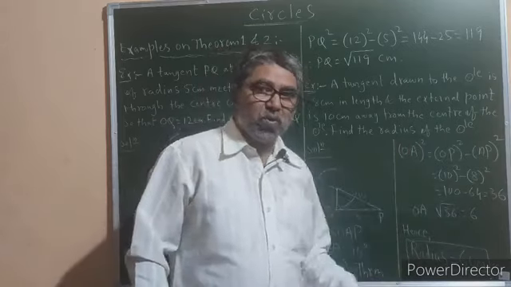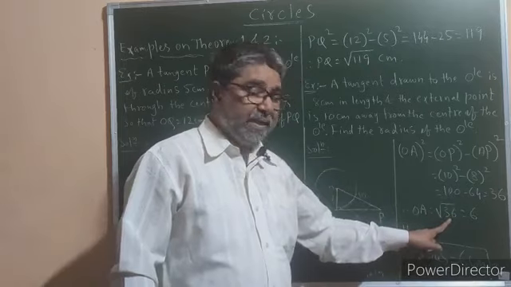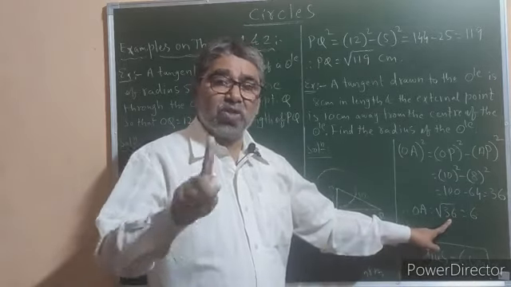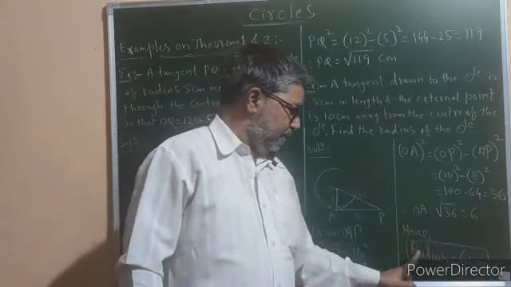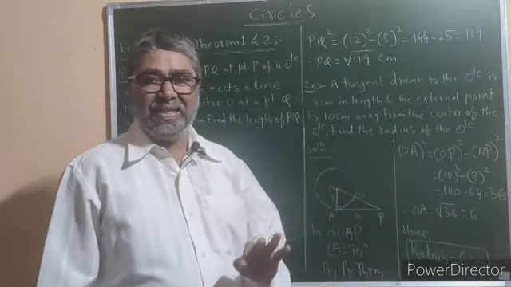OA square is equal to 36. Therefore, OA is equal to square root of 36. And again, 36 is a perfect square and its square root is 6. Hence, the radius of this circle is 6 centimeter.